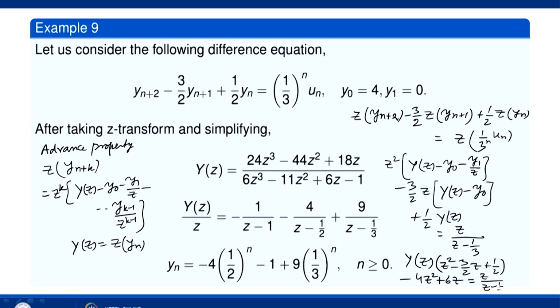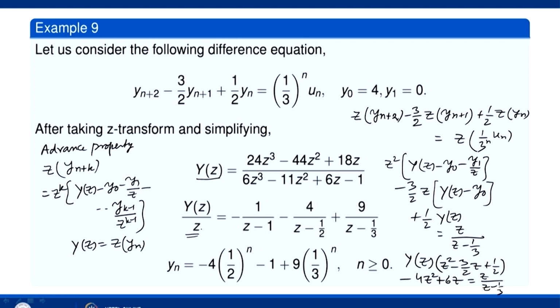1 by 3. Okay. Now, we can simplify this and we get Y z as 24 z cube minus 44 z square plus 18 z divided by 6 z cube minus 11 z square plus 6 z minus 1. Okay. Then as we have discussed earlier, we write Y z over z. Because 6 z cube minus 11 z square plus 6 z minus 1 has simple roots, z equal to 1, z equal to half, z equal to 1 by 3.